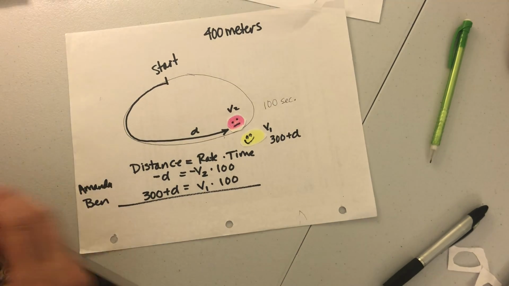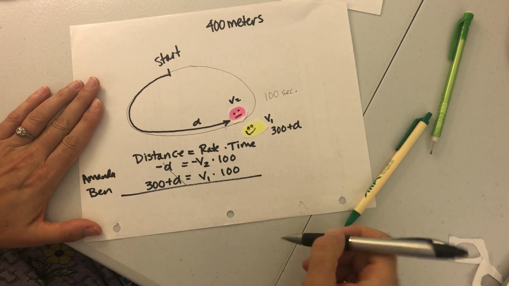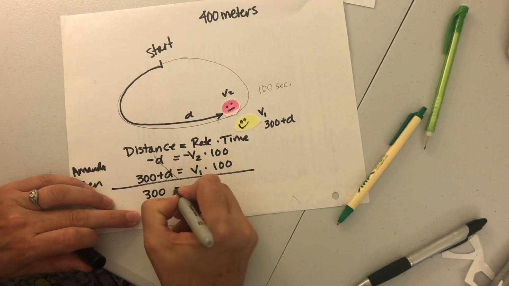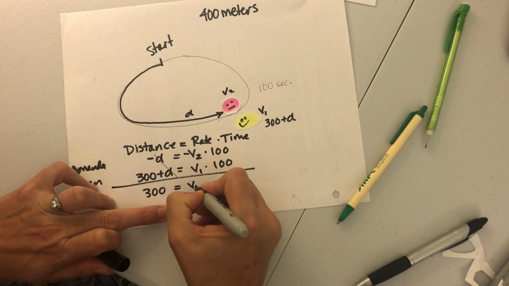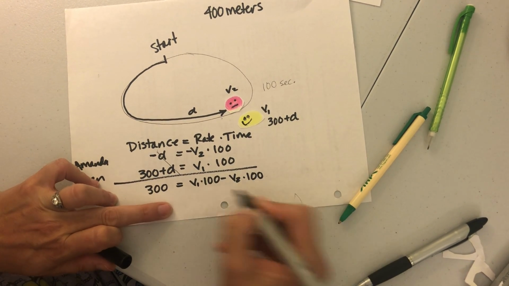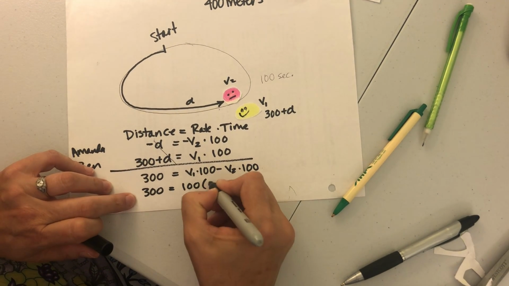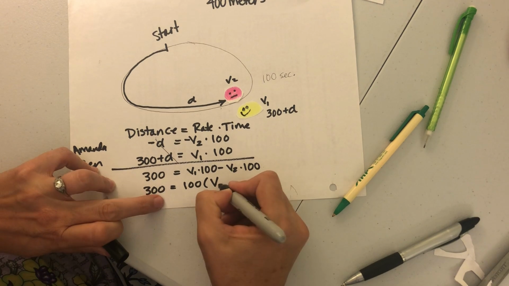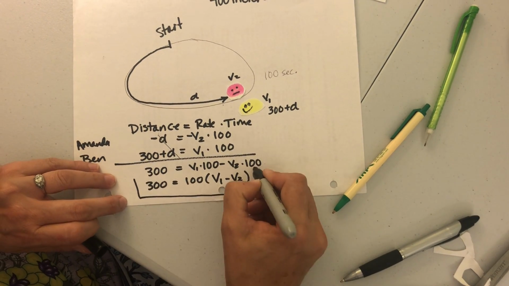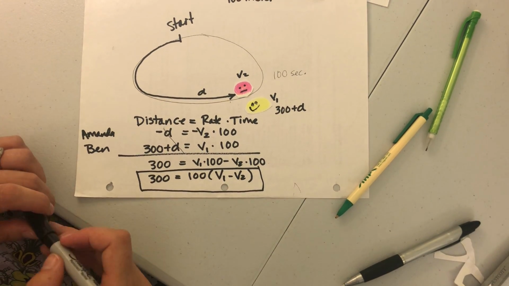Our D's cancel, right? And then we have 300 equals V1 times 100 minus V2 times 100. Factor out the 100, and you've got V1 minus V2. Okay, so that's the system of equations that we can use.